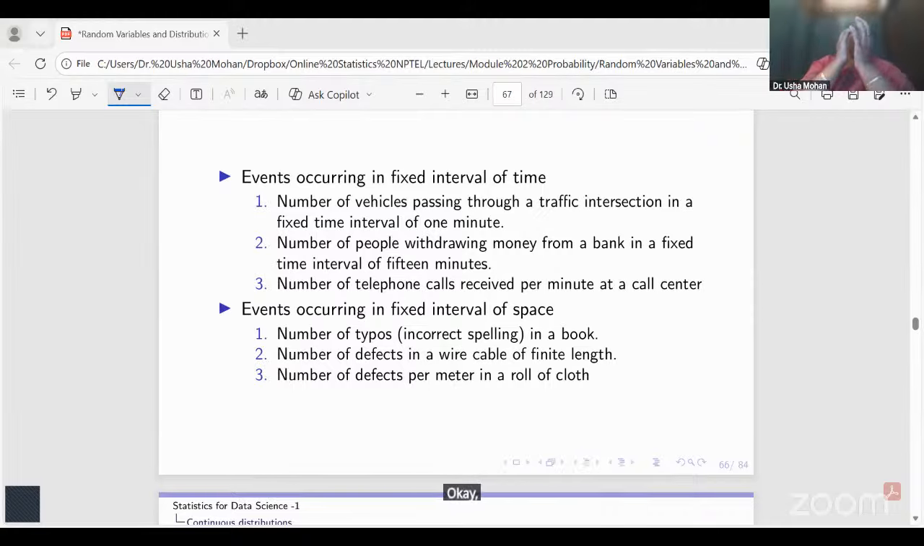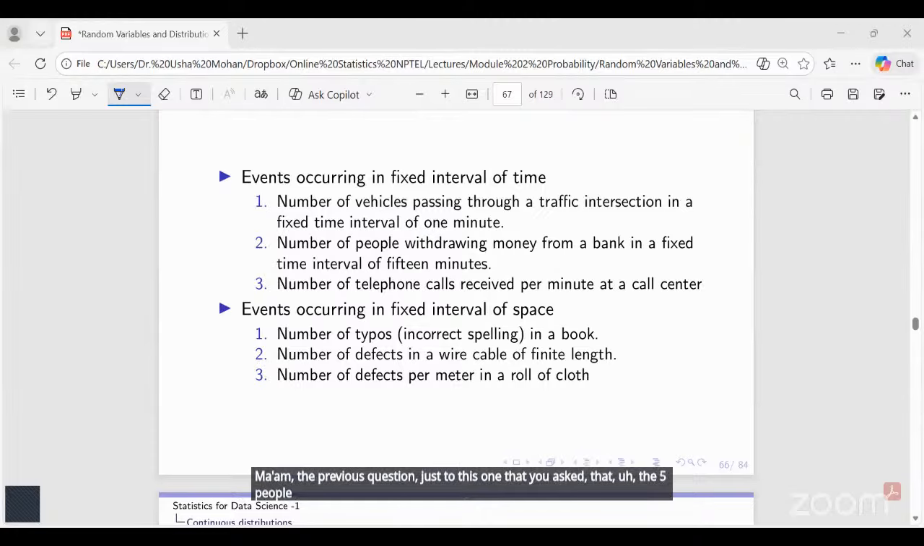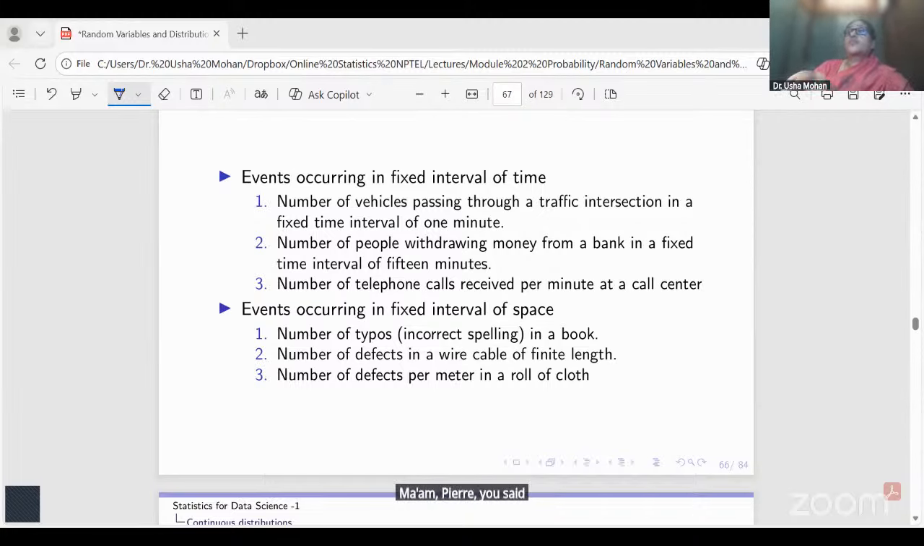Ma'am, I have one question. The previous question that you asked, that five people will be cancelling it on an average. Ma'am, there you said 20 into 0.1, that is 2.